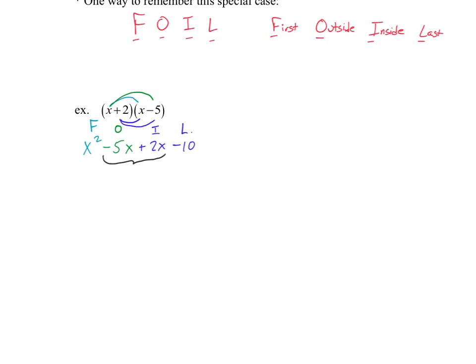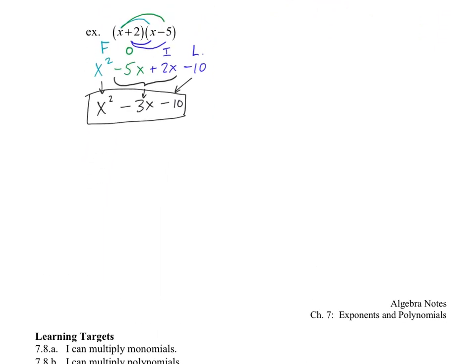So when we do this FOIL thing, we have a binomial times a binomial. The outside and inside, the middle two can be combined. So I just have an x squared here, minus 5x plus 2x gives me minus 3x. So that would be the outside and inside together. And the last is my minus 10. So that there would be my final answer on that one.